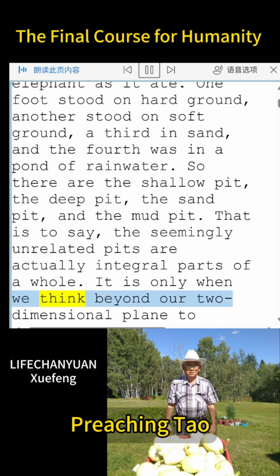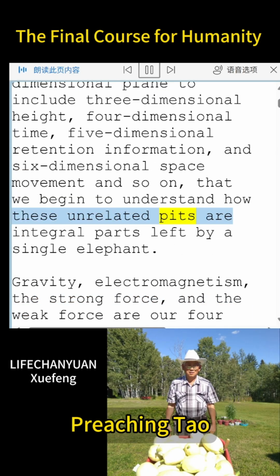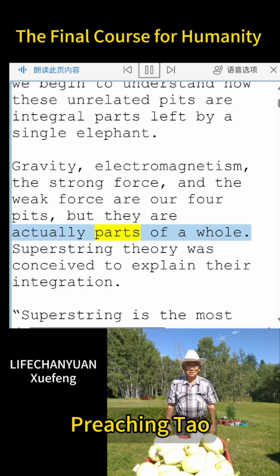It is only when we think beyond our two-dimensional plane to include 3-dimensional height, 4-dimensional time, 5-dimensional retention information, and 6-dimensional space movement and so on, that we begin to understand how these unrelated pits are integral parts left by a single elephant. Gravity, electromagnetism, the strong force, and the weak force are our 4 pits, but they are actually parts of a whole. Superstring theory was conceived to explain their integration.